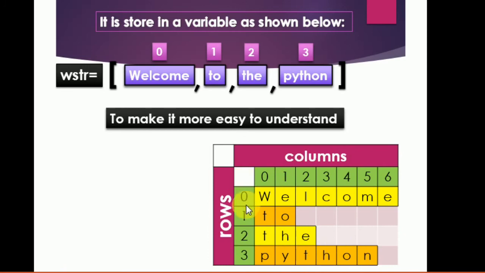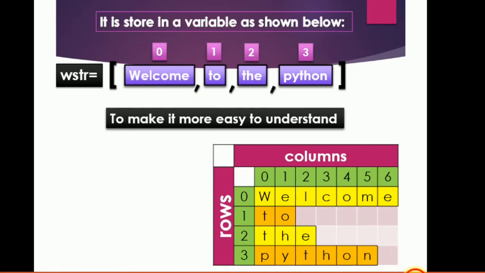On the left side, 0, 1, 2, 3 are the row numbers. These are 0, 1, 2 and 3, and in each row the word is stored character by character, column-wise. W at 0, 1, 2, 3, 4, 5, 6. In the same way, in row number 1, "to" is stored, T at 0 and O at 1. In row number 2, T at 0, H at 1 and E at 2. In the same way, the last one, Python, also: 0, 1, 2, 3 are the row numbers, and the characters are the columns.